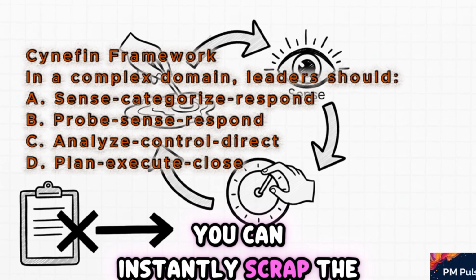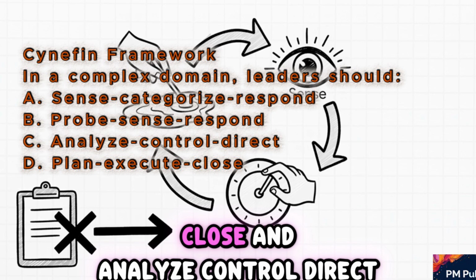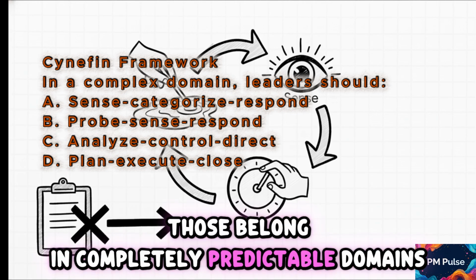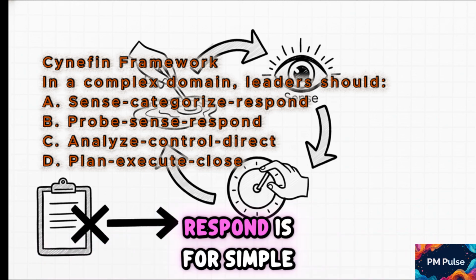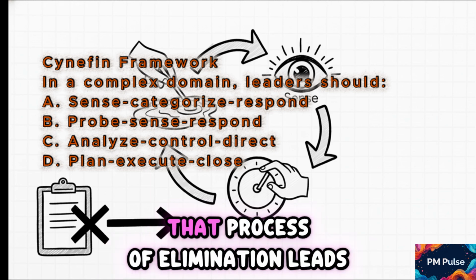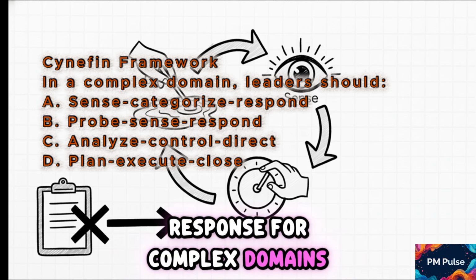You can instantly scrap the traditional project management traps. Plan, execute, close, and analyze, control, direct. Those belong in completely predictable domains where you know exactly what's going to happen. Sense, categorize, respond is for simple, obvious stuff where you just follow a best practice checklist. That process of elimination leads us straight to the correct agile response for complex domains.